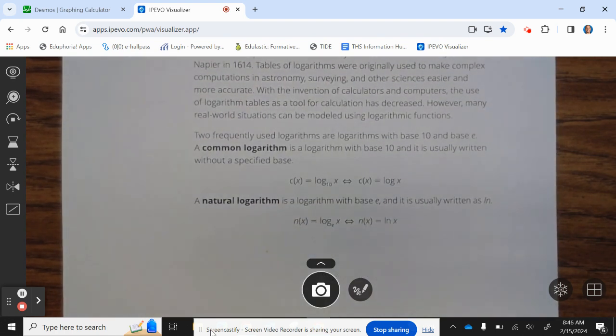Two frequently used logarithms are logarithms with base 10 and base e. A common logarithm is a logarithm with base 10 and is usually written without a specific base. A natural logarithm is a logarithm with a base e and is usually written as ln. All right, let's take a look at the next page.